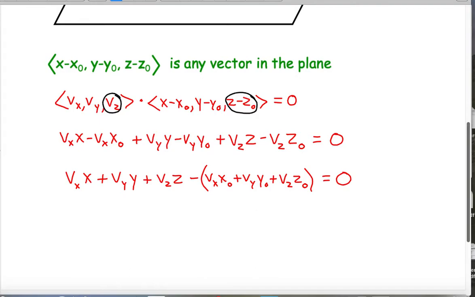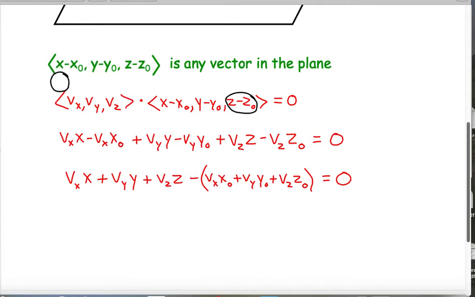So once again, as a reminder, v sub x, that's a specific number that you'll have in a particular problem. That's the x component of your normal vector. So we'll have a number for v sub x and v sub y and v sub z. The x sub 0, y sub 0, and z sub 0, those are the coordinates of a specific point in the plane. So we're going to have numbers for all of these. And so I'll add those all together, and I'm just going to get a value. I'll get a real number.